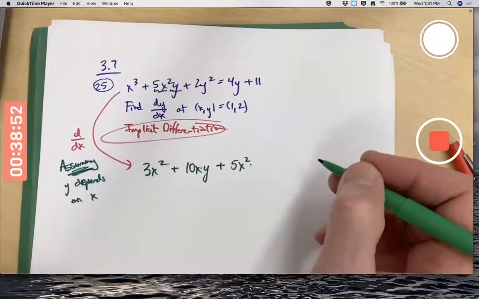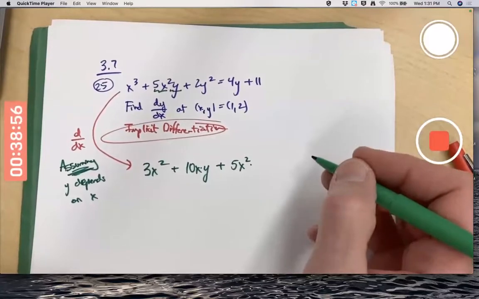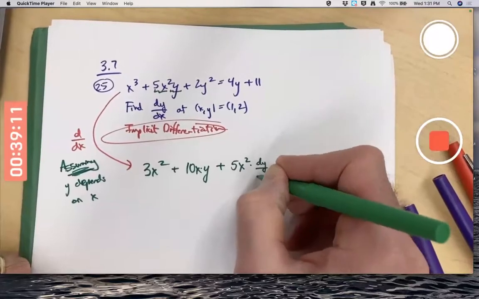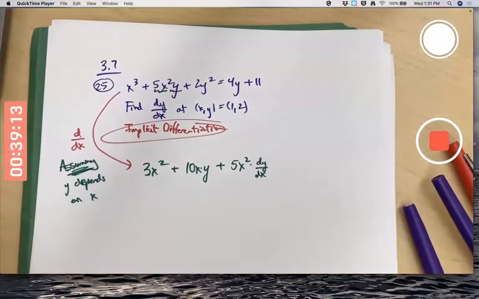What's the derivative of y with respect to x? Careful, it's not 1. It's not 0. Okay. It's dy/dx. We can't write a formula for it, so just write the symbol.